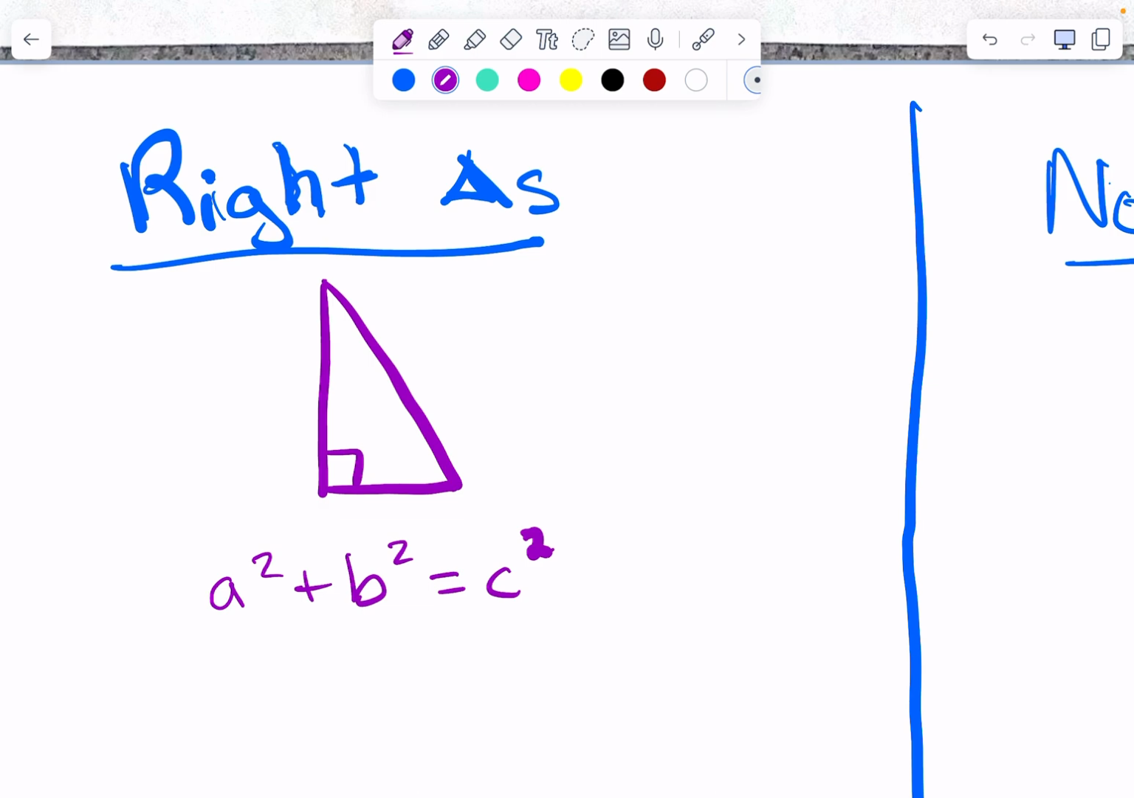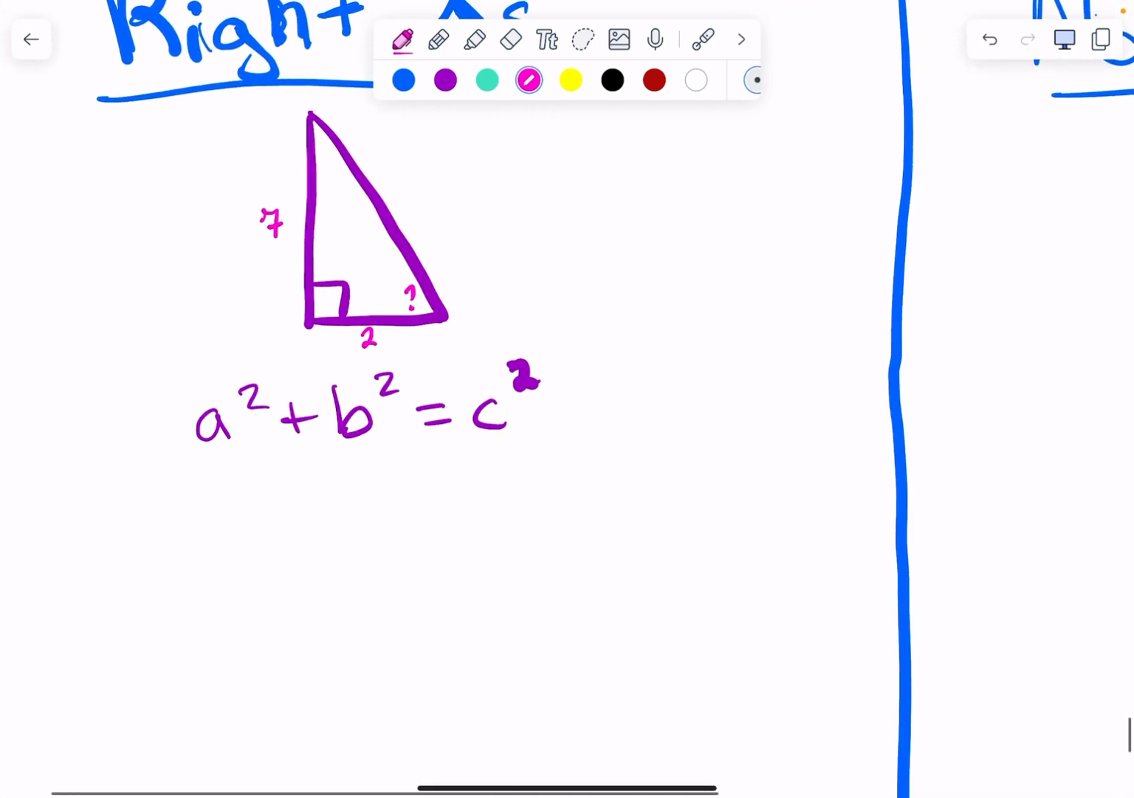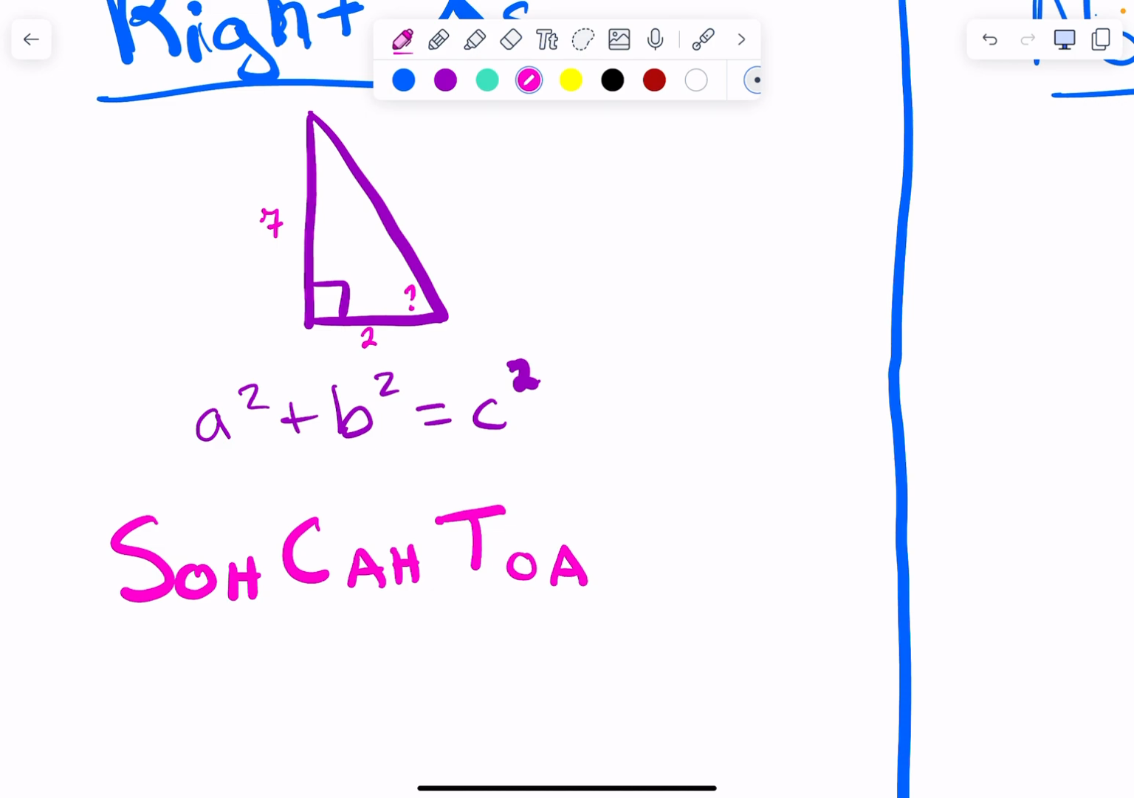Now, what about angles? What if I say this side is 2, this side is 7, solve for this angle right here. How do I do that? I use SOHCAHTOA, right? So we're going to write that down. SOHCAHTOA. Do you want to actually go through and solve that and figure out what that angle is, or no? Which trig function would you use to solve that angle? Opposite, adjacent, so TOA. This guy's opposite, this guy's adjacent, so we'd use tangent, right?